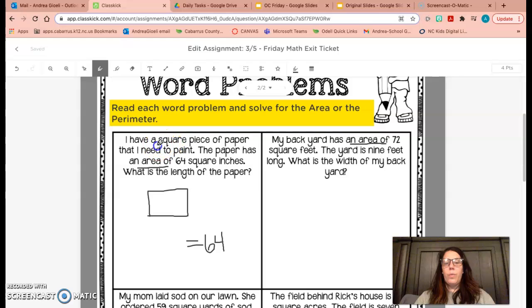Well, I know that a square has 4 equal sides, right? So this times this has to equal 64. So you have to think, what two numbers multiplied together equal 64? And I think it's going to be 8. So I'm going to have 8 as my length and 8 as my width, and that's how I would get 64. Okay? So good luck to you guys.